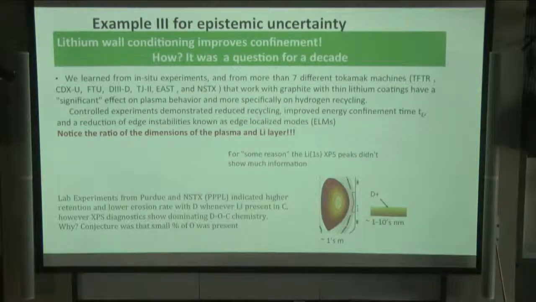Now, this is a very nice example of epistemic uncertainty too. It has been known for 10, 15 years that lithium wall conditioning works. What does it mean? A couple of tenths of nanometers on carbon, and carbon has no idea whether it is lithium or carbon or hydrogen. It sucks in all the lithium. So you cannot really have a layer of lithium on carbon. It always intercalates inside, whether it is graphite or amorphous carbon. It always happens.